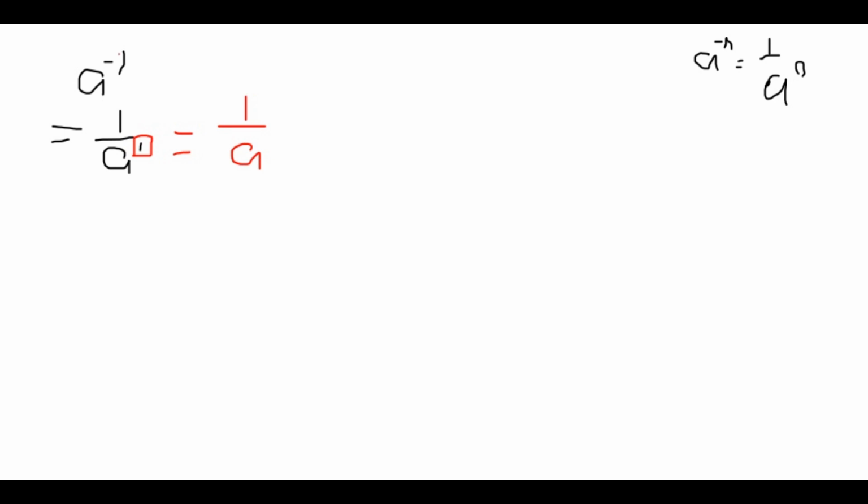and this is our answer. Now for instance, if this 1 were to be 2, if this negative 2 was here instead, in that case a to the power of negative 2 would be 1 over a to the power of 2. So this is the answer.